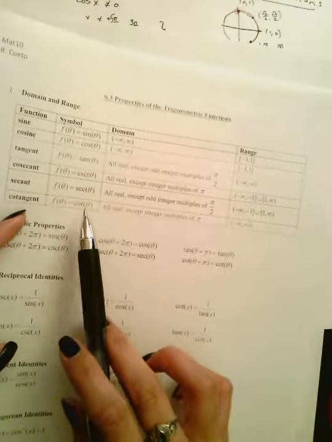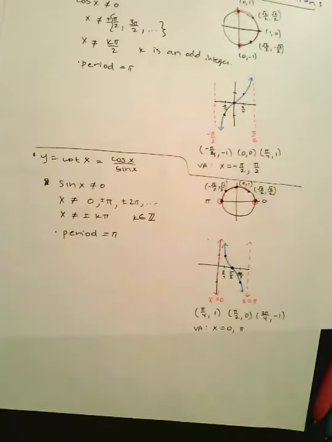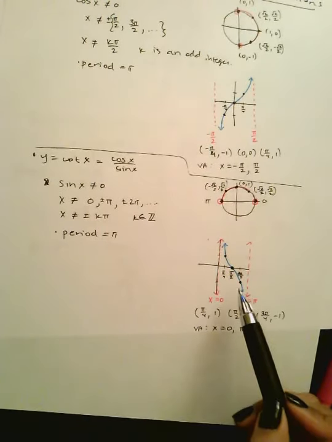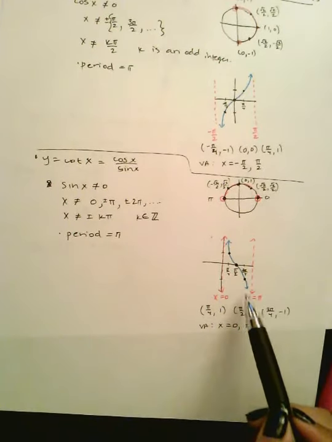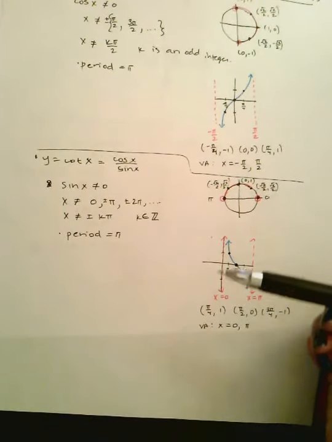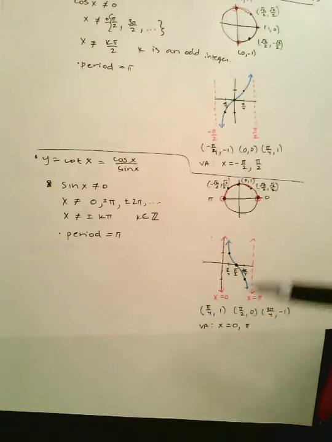And for cotangent, we had a range that went from all the way to the bottom, if I start on the bottom side, to all the way to the top, which is infinity. So negative infinity all the way to infinity.